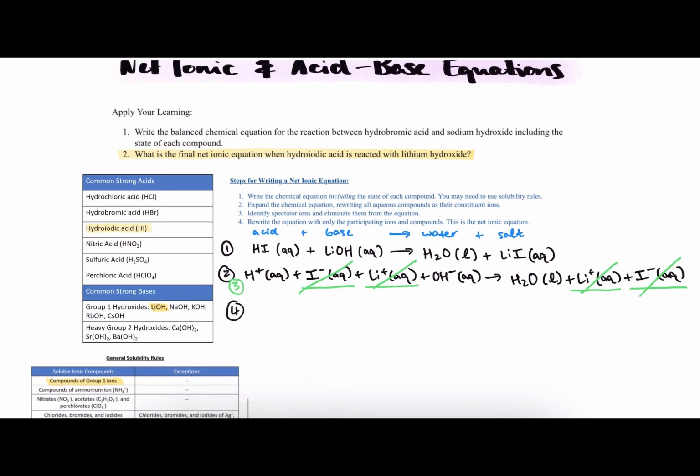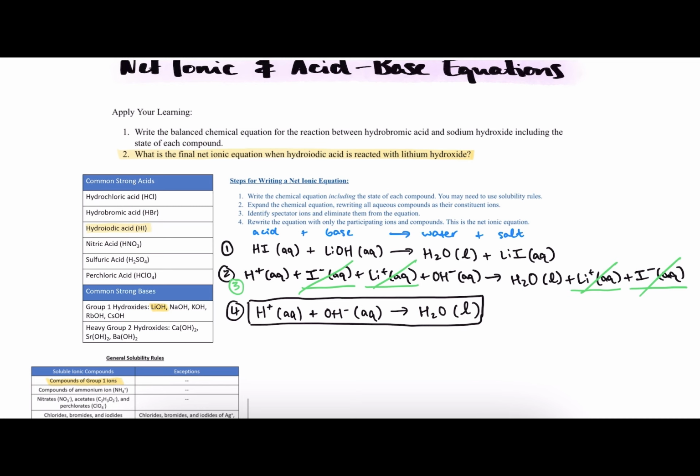Next is step number 4. And we just simply rewrite the equation with only the participating ions and compounds. So we write whatever's left over. So we have H+ and OH-, and that results in H2O in the liquid form. And this is our net ionic equation. So this is the answer to number 2.